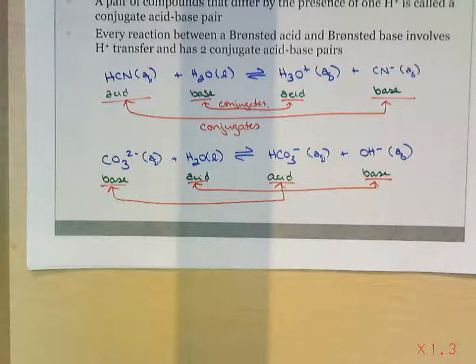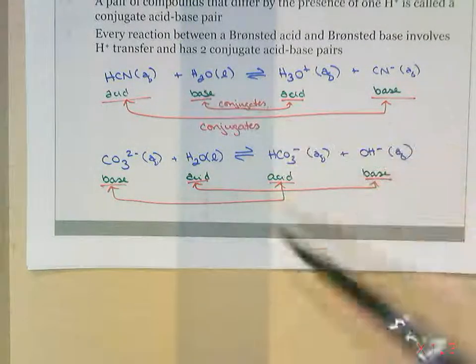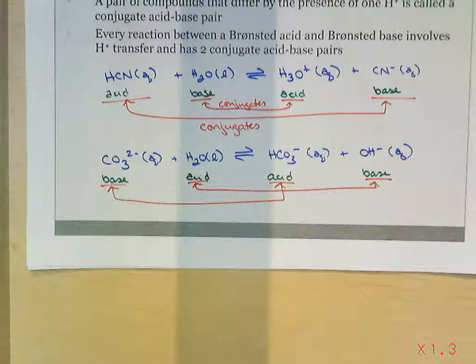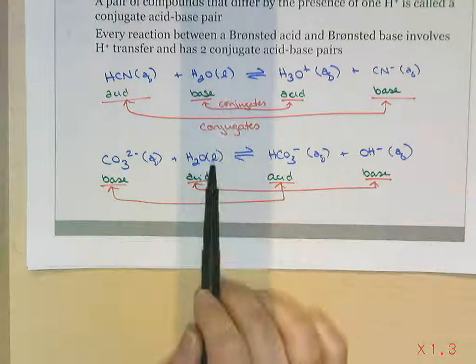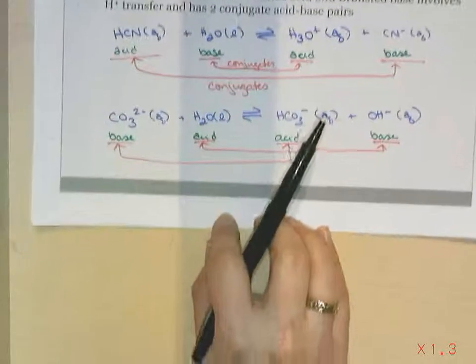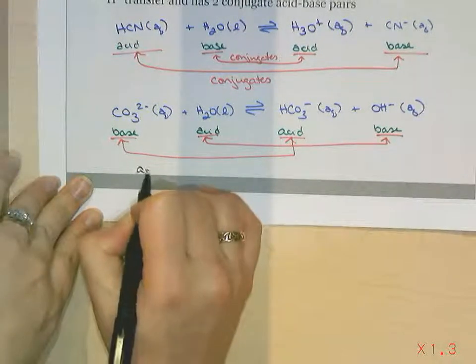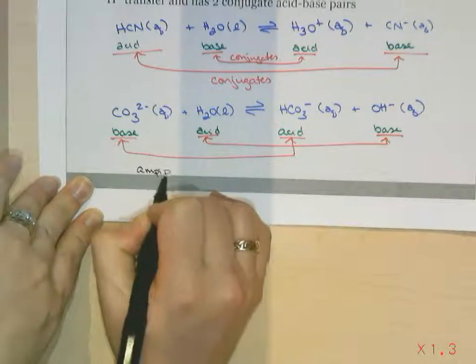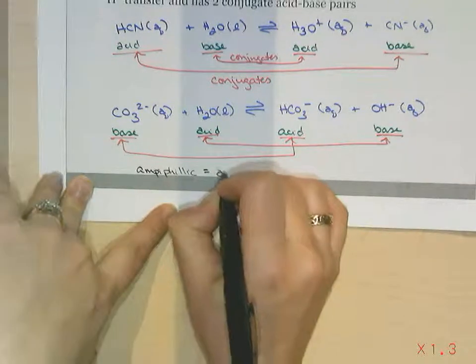Last thing on this slide before I get too far away. What's the crazy thing about water between the first equation and the second equation? Right? The first time I use it as a base, and the second time I use it as an acid. There's going to be a bunch of molecules that have that capability, and we call them amphiphilic. Amphiphilic just means ability to act as an acid or a base.